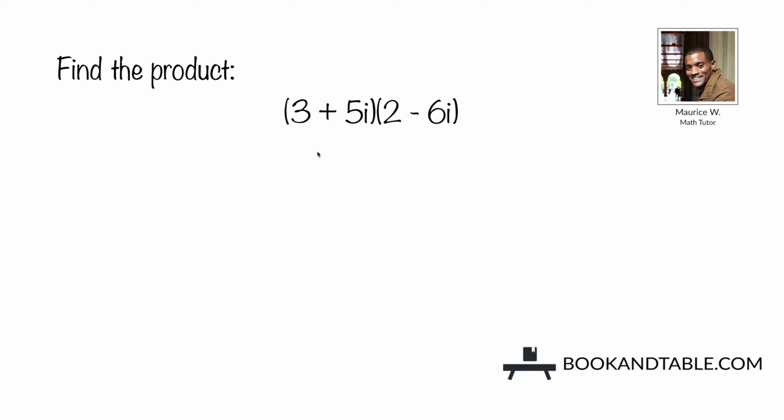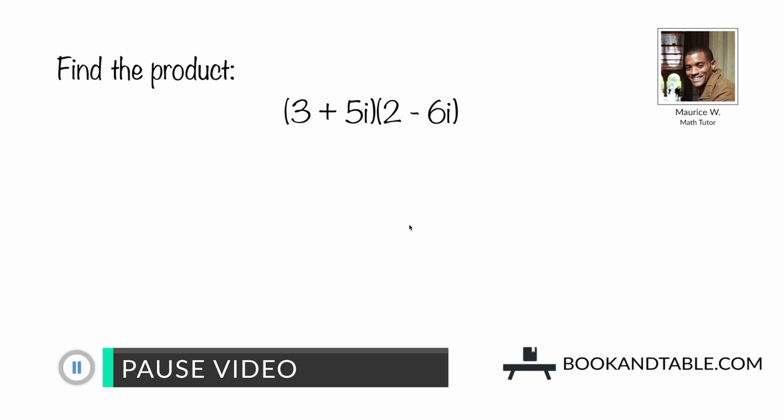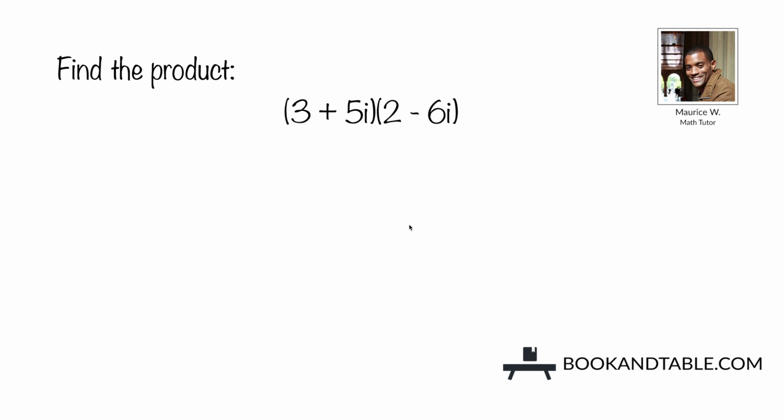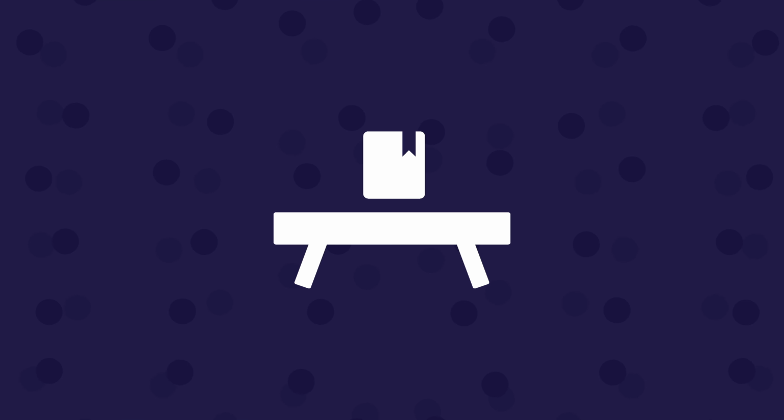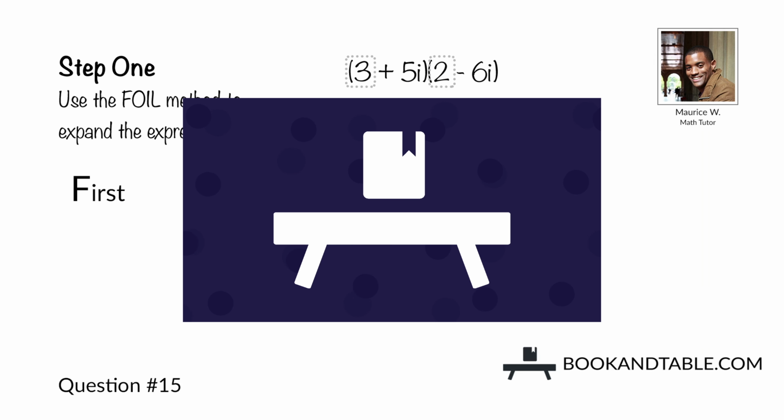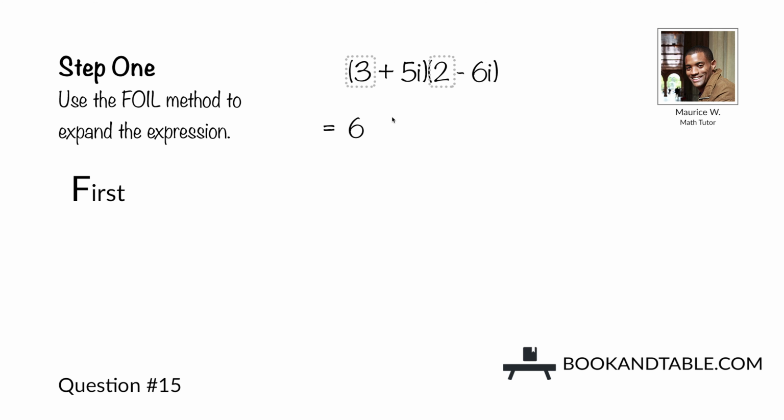Find the product of 3 plus 5i times 2 minus 6i. Pause the video, answer this question, and then press play when you are ready to begin. Since we are multiplying two complex numbers, which are two binomials, they each have two pieces, we will need to use the FOIL method to expand this expression.